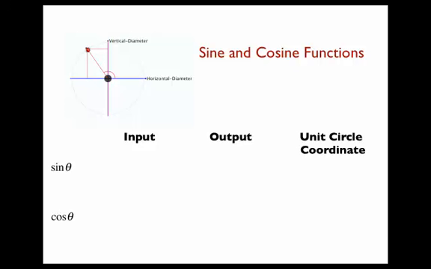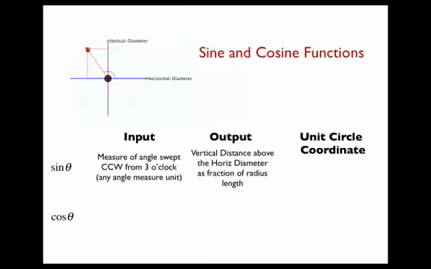Okay, so here we go. Input of sine is measure of the angle swept counterclockwise from 3 o'clock. We can use any angle measure. We've been using radians, but any angle measure is okay for that. Output, vertical distance above the horizontal diameter as a fraction of radius length. Okay, all the details are important. They're all worth points on your quiz.